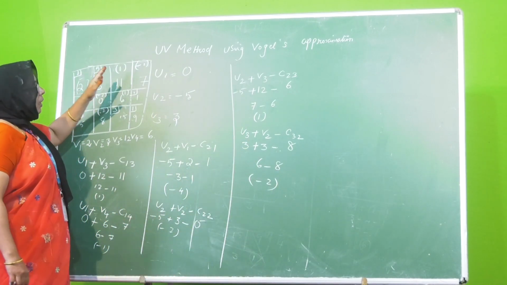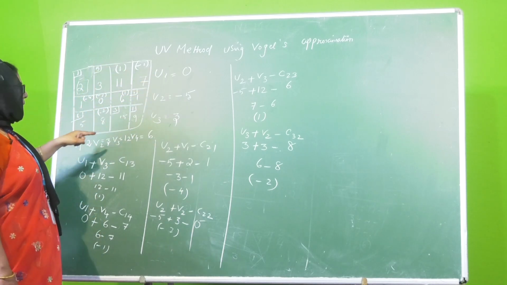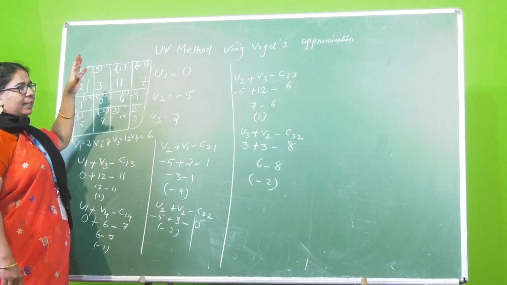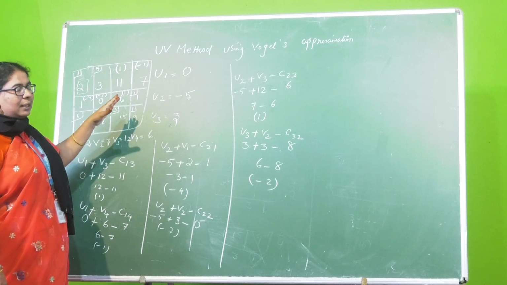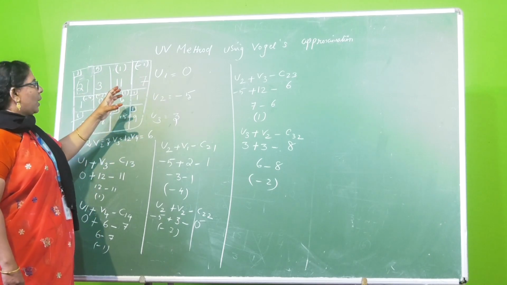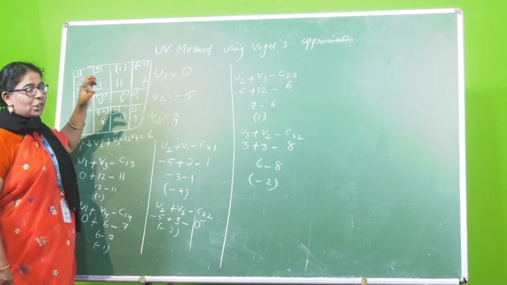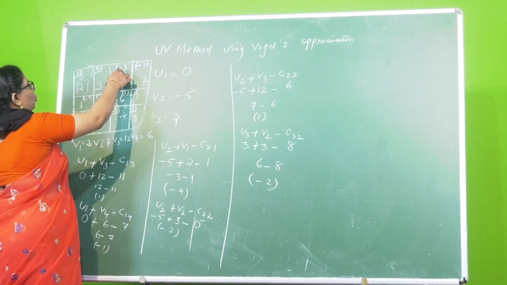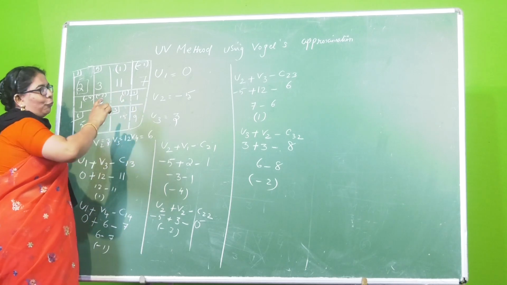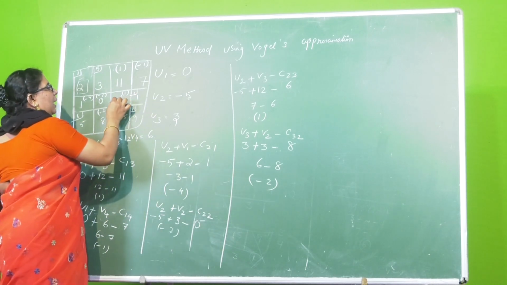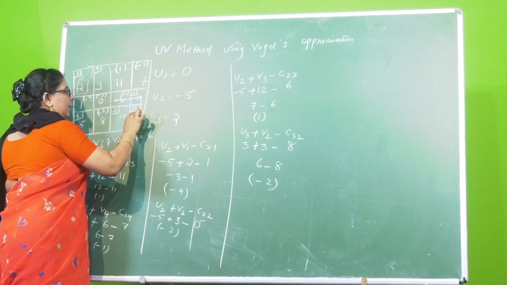Okay, so we fill the unallocated places using these values u1, u2, u3 and v1, v2, v3, v4. We find the dummy values. Among these dummy values, we select the positive value whose loop ends with the original allocation. We have two positive values, so we select either one. I select that value because the loop ends with the original allocation.